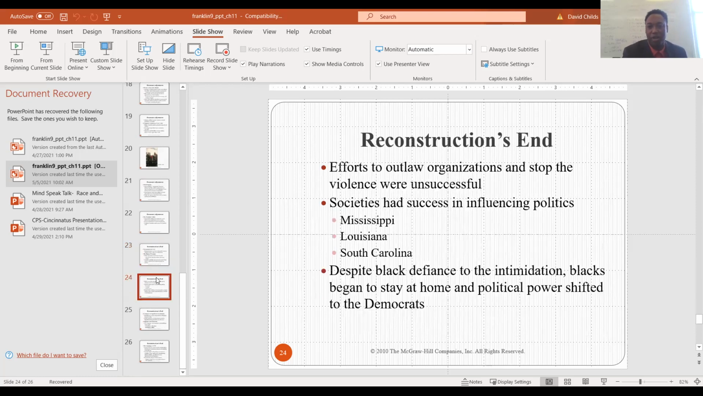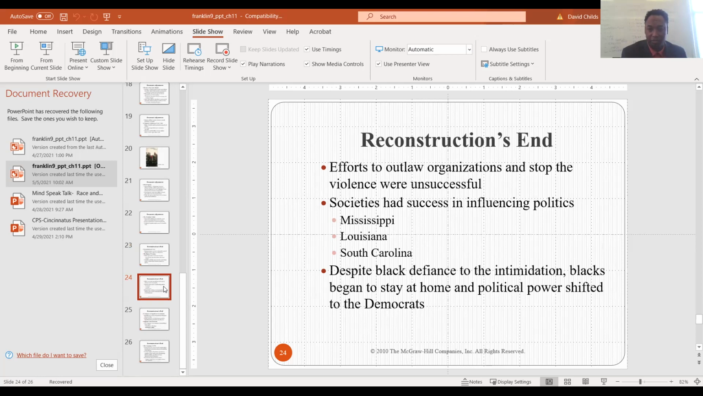Okay, so let me wrap up. Efforts to outlaw organizations that stop the violence were unsuccessful. I don't think they tried hard enough. Efforts to stop the Klan.